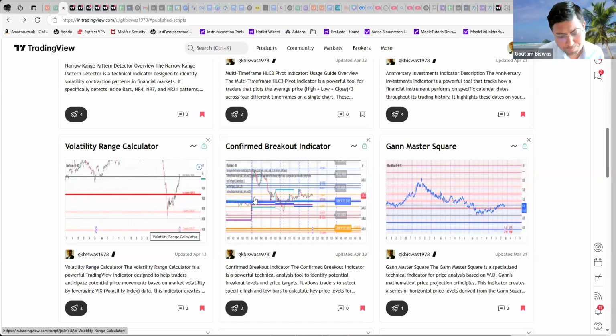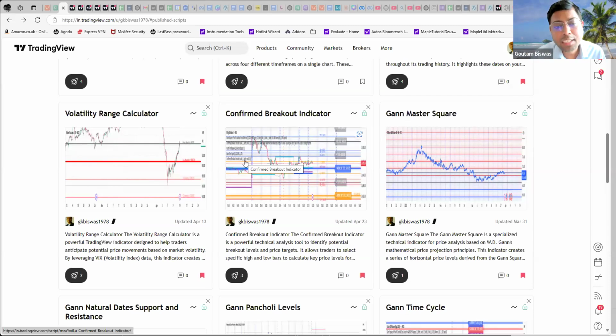Confirmed breakout. This is an indicator that helps you avoid fake-outs to a lot of extent. As we know, most breakouts fail, right? So if you don't want to get caught in those bull traps or bear traps, this indicator is going to give you confirmed levels. Once you mark the high and low of a prior high and low, it will tell you the right levels that will confirm the breakout or breakdown. And not just that, it will also tell you your target 1, target 2, target 3, and so on, and your stop loss levels.